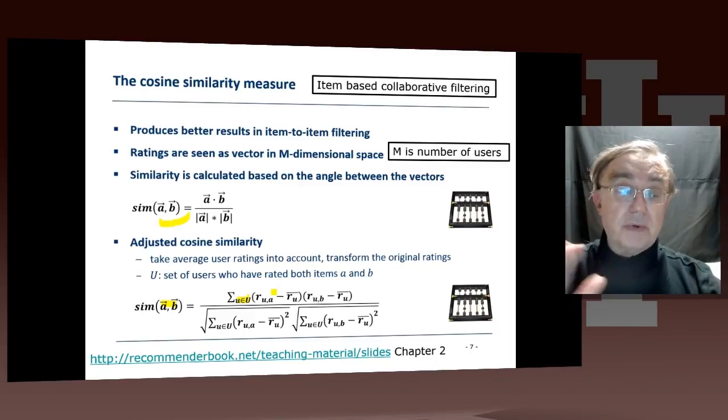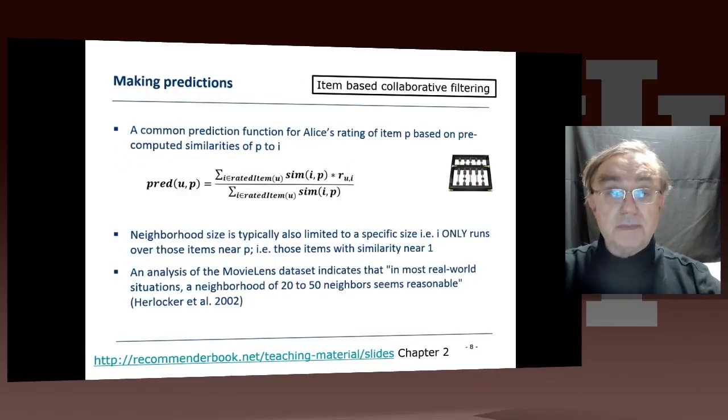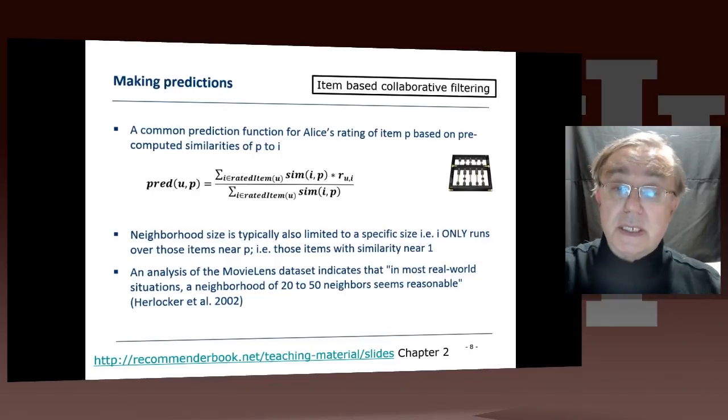we're going to take each. If we look at this, A is going to be item 1 through item 4, and B is going to be item 5 in the previous slide. So given these similarities, we're only going to keep items that... here we have an item P, which is going to be item 5, and we're going to look at the items which Alice has rated.